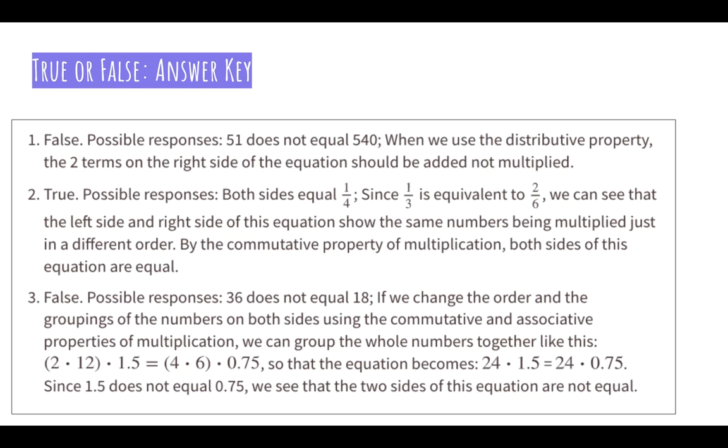Here's the answer key. Number one is false, and the property that would help you with that is the distributive property. Number two is true. You could have used the commutative property of multiplication. And number three is false, because we'd use the commutative and associative properties to simplify, and notice that you have 24 on both sides and it's being multiplied by two different amounts. Please take the time to read through this entire answer key and check your own work. Make sure you pause the video. Once you're done reading the answers and checking your work, you can continue the video.